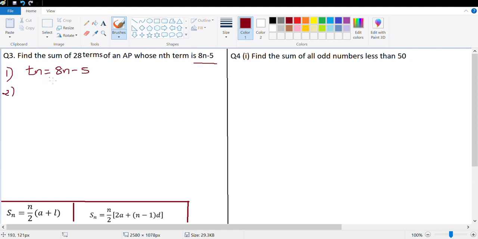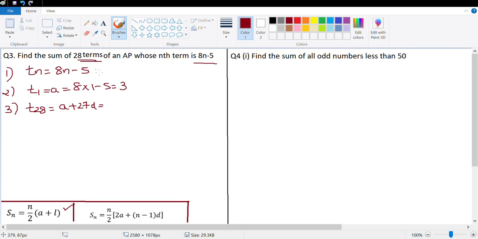So if Tn is 8n - 5, T1, which will be a, would be equal to, when n is equal to 1, 8 into 1 - 5. So the first term is equal to 3. Let's calculate. We don't need the d, we need the last term. Then we will be able to use our first formula. So the 28th term, which will be a + 27d, will be something that we need to calculate.